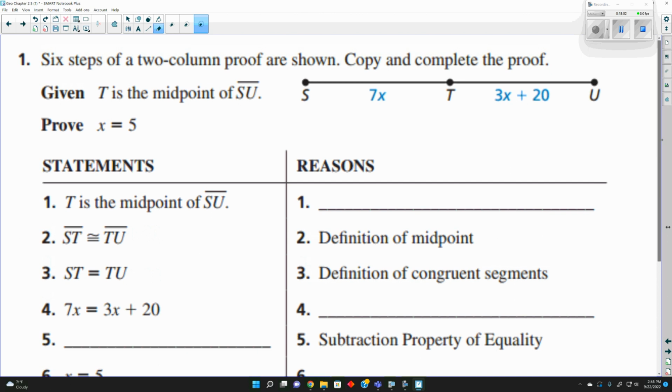Now this one here is a little bit nicer. They gave us most of it. We just need to fill in the rest. Six steps to a two-column proof are shown. Copy and complete the proof. First one is given.